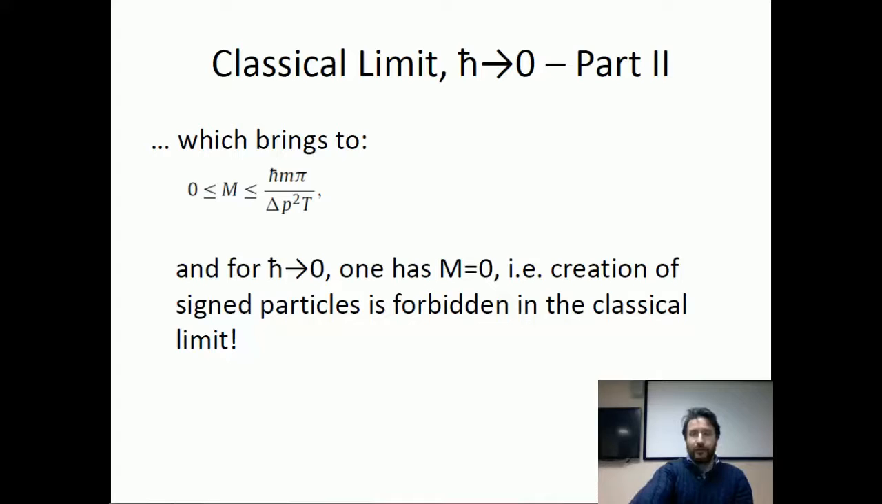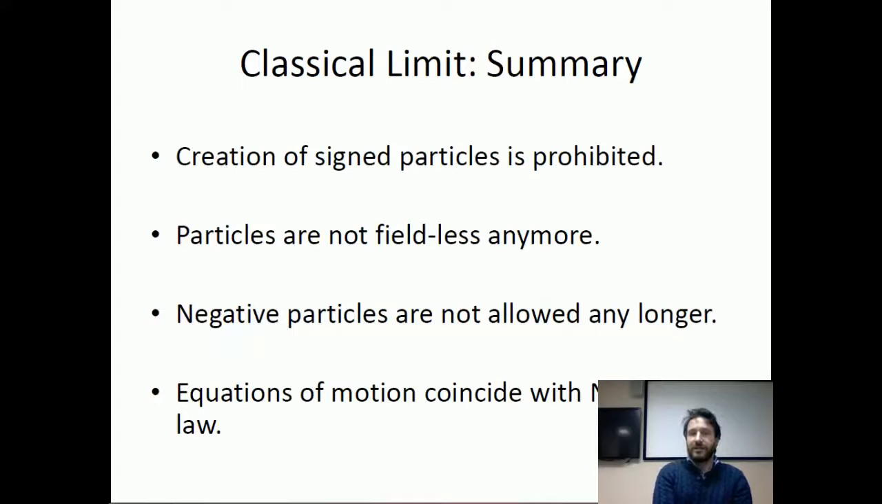So to summarize what we have said here concerning the classical limit, in the classical limit, there will be no creation of sine particles. The gamma function always goes to zero, for h bar going to zero. The particles are not fieldless anymore. Their equation of motion just coincide with the second law of Newton again, which is, of course, what you would expect. Negative particles are not allowed any longer when you go to the classical limit, which is, of course, something else that you would strongly expect. And as we already said, the equations of motion coincide with Newton's law again. So this is a pretty convincing set of evidences that we now have a new formulation that is giving us something different, but at the same time is giving us the correct answers when we are talking in terms of classical limits.